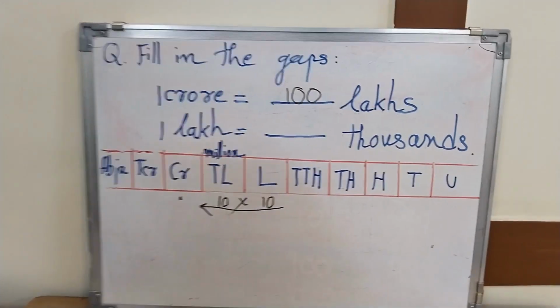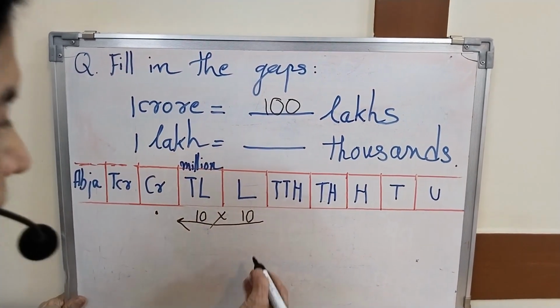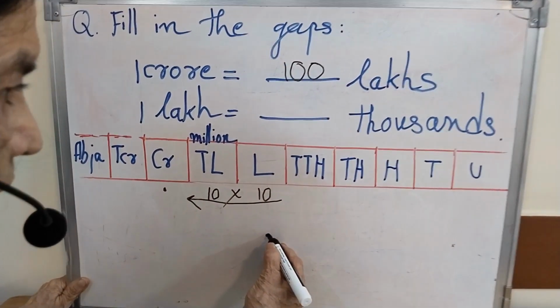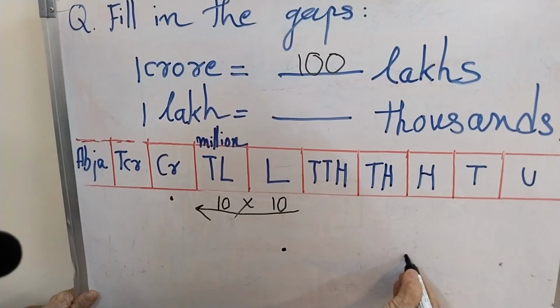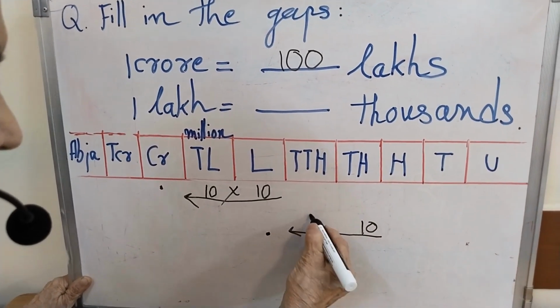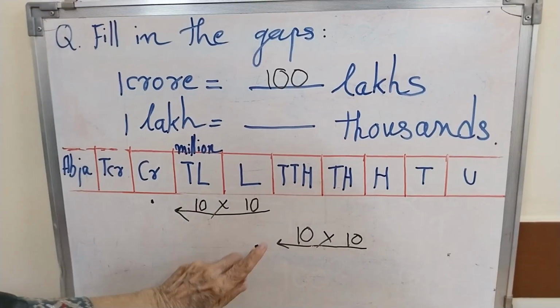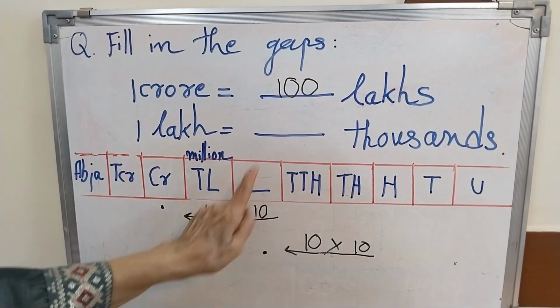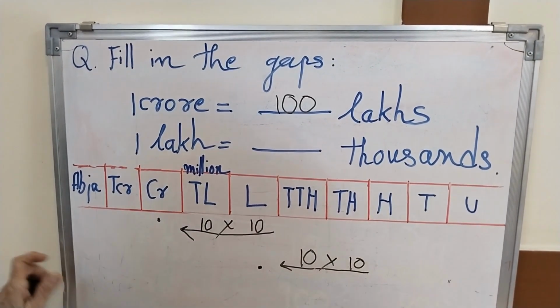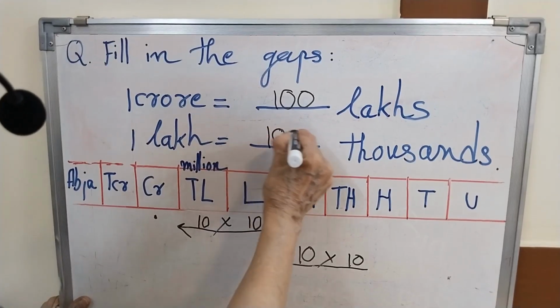Now next one. 1 lakh is equal to how many thousands? So the value of this is asked. 1000 starts from here. This is 10. This is 10. Multiply it. That means for making 1 lakh, we will have to provide 100 thousands.